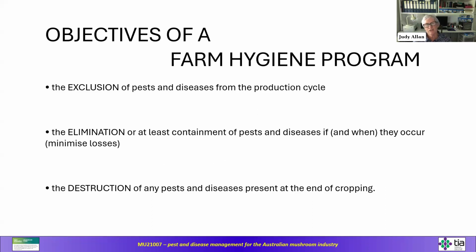The objectives of a farm hygiene program are to exclude the pests and diseases from the production cycle, eliminate them, or at least contain them if and when they occur, to minimise losses. So in an intensive situation like mushrooms, it's not really feasible that you'll ever have 0 pests and diseases. It's more about eliminating them if they come and containing them when they come.